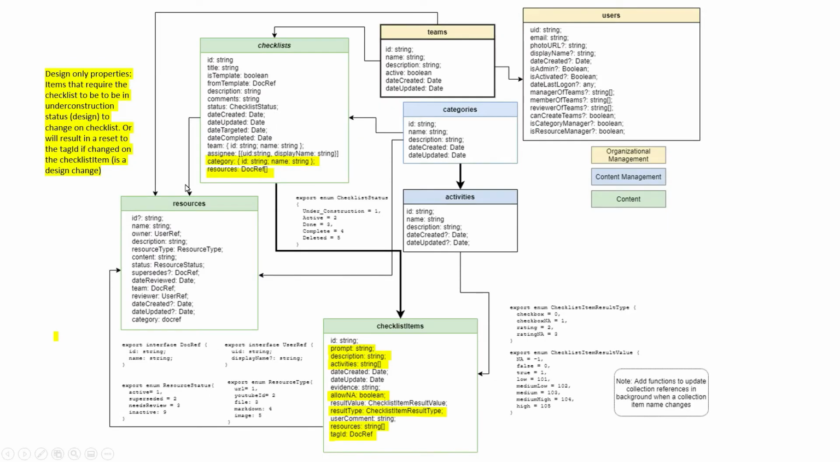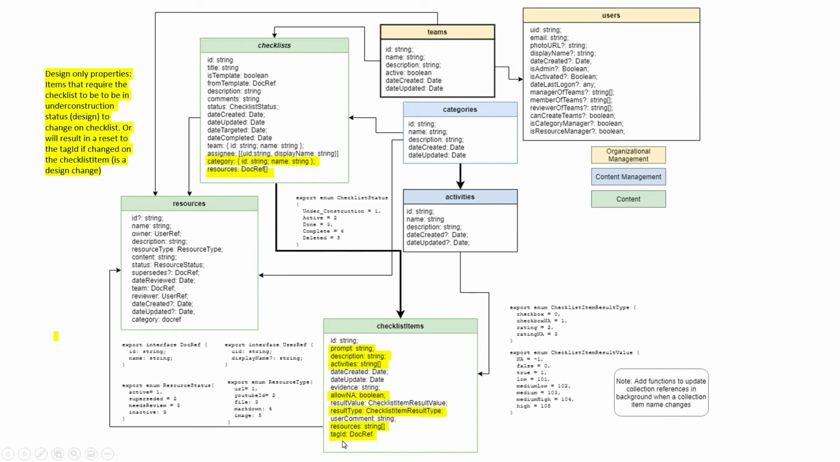And then just coming back here, the reason I've highlighted some of the properties on the checklist and the checklist item, these are properties that can only be changed by being in design mode, or that first checklist status of under construction. So you can't change categories or resources unless you're in design mode, because that's design related information. It's not unique to each checklist. Same thing for checklist items. If you change these highlighted properties, then that's representative of a design change.